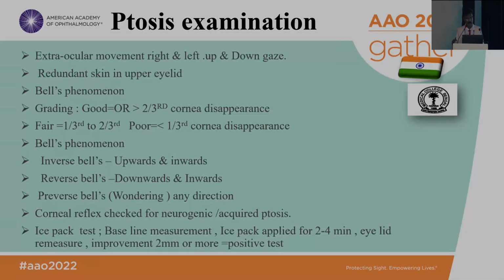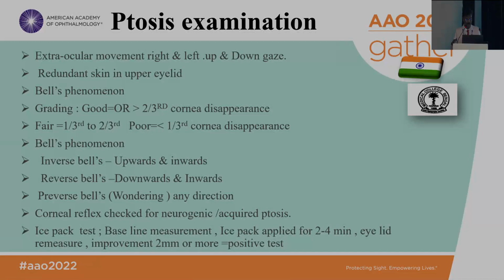So grading of the Bell's phenomenon: it is good when 2/3 of the cornea disappears. Fair, when 1/3 to 2/3 disappears. Poor, when 1/3 of the cornea disappears. When there is a poor Bell's phenomenon, what do you do? There is no surgery. You apply crutch glasses.